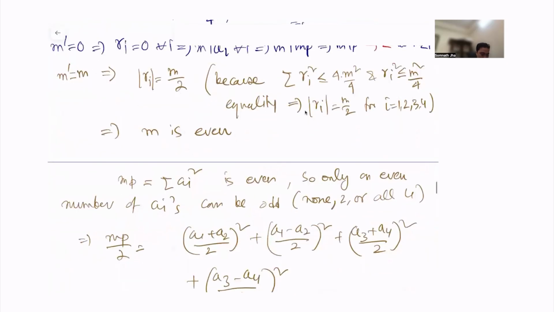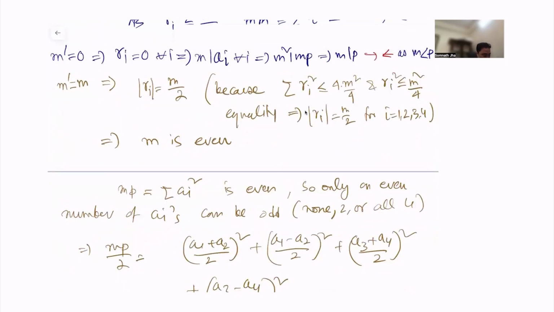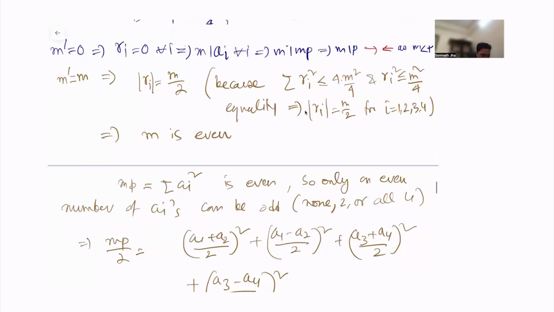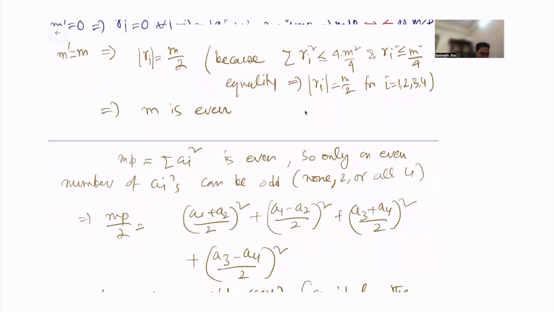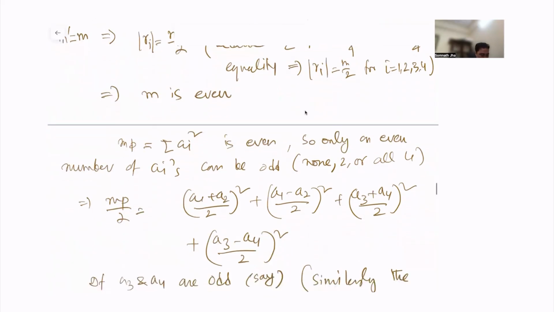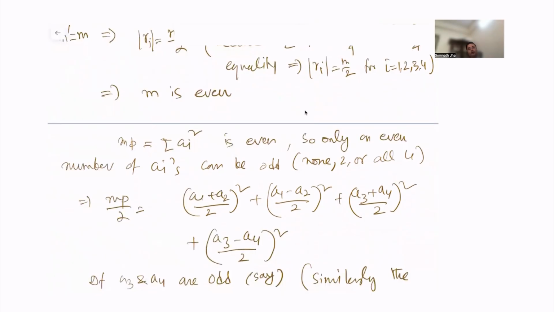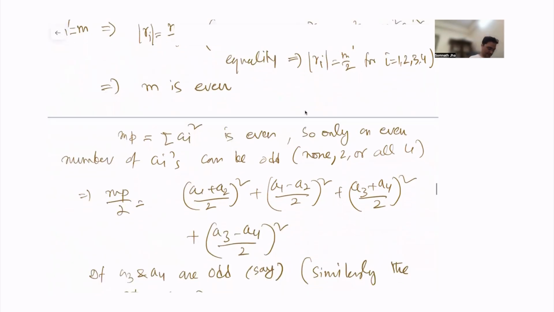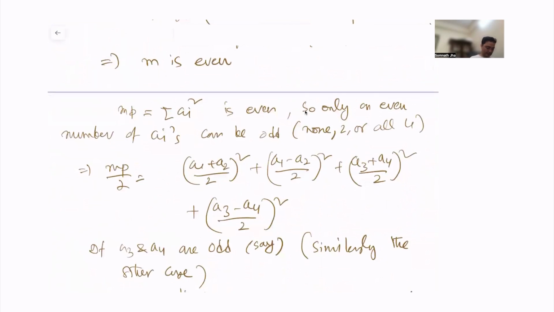So let's say A3 and A4 are odd, right? So then basically m by 2 works. So m by 2 times p is ((A1 plus A2) by 2) whole square plus ((A1 minus A2) by 2) whole square plus ((A3 plus A4) by 2) whole square plus ((A3 minus A4) by 2) whole square, right? So you look at this, the middle terms cancel. Let's say A3 and A4 are odd, or A1 and A2 are odd, 2 of them are odd, or all 4 of them are even. Then you can carry it like this. Similarly, you can handle the other case.